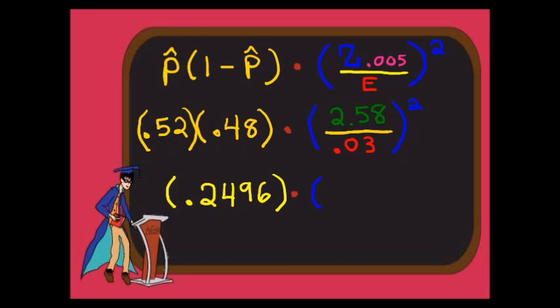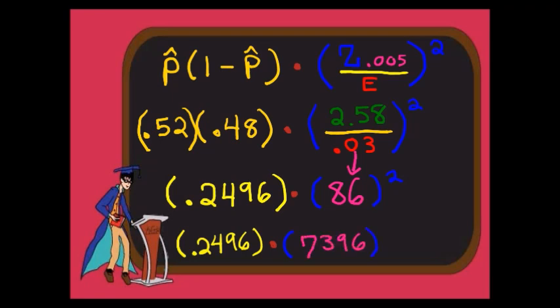Anybody? 86. And we're going to square that. So if we do one more line of math, you should get 0.2496 times 86 squared, which is 7,396.